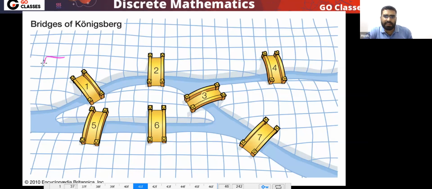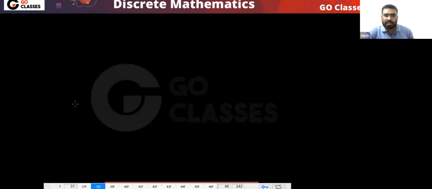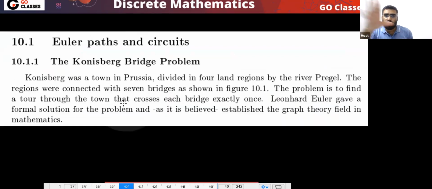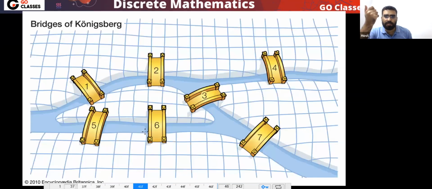So basically there is a land, this is a land, and this is a land, and you can notice there are 7 bridges, and this is the river. So this was the idea. Now this was the question that mathematicians were thinking about for many years: we want to cross all the bridges exactly once.